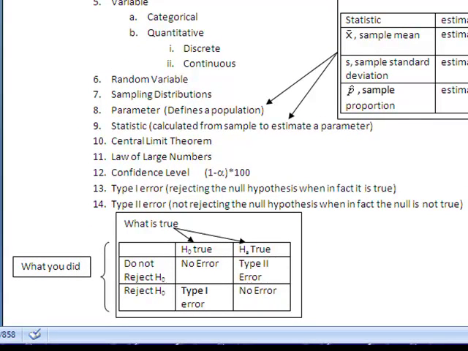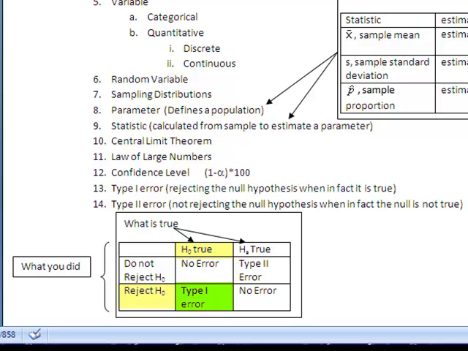So we're going to look at this chart at the bottom of the page here. What is true? Well, either H0 is true or the alternative is true. And then we're going to see what we did. So if you do not reject H0 when it was true, you didn't do anything wrong. But if you do not reject H0 when the alternative was true, you made an error, and we call that a type 2 error. If you reject H0 when in fact it was true, that's a type 1 error.